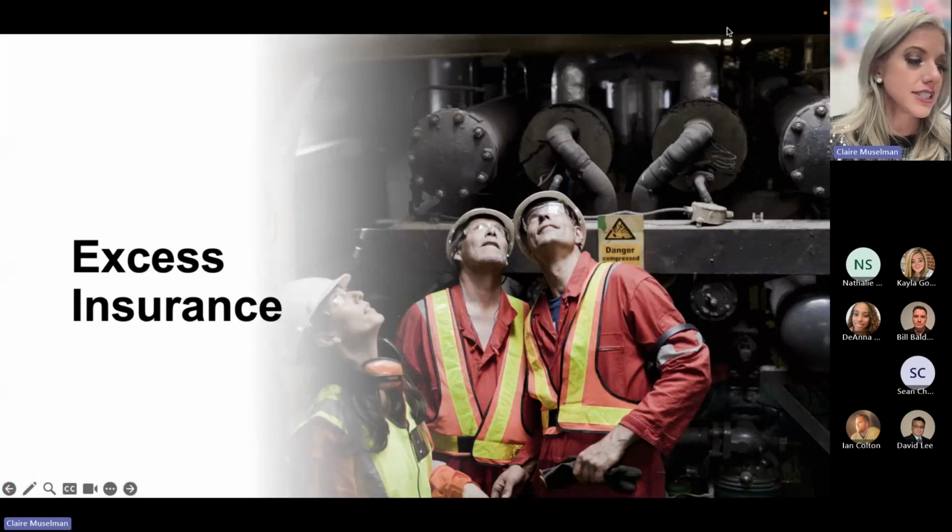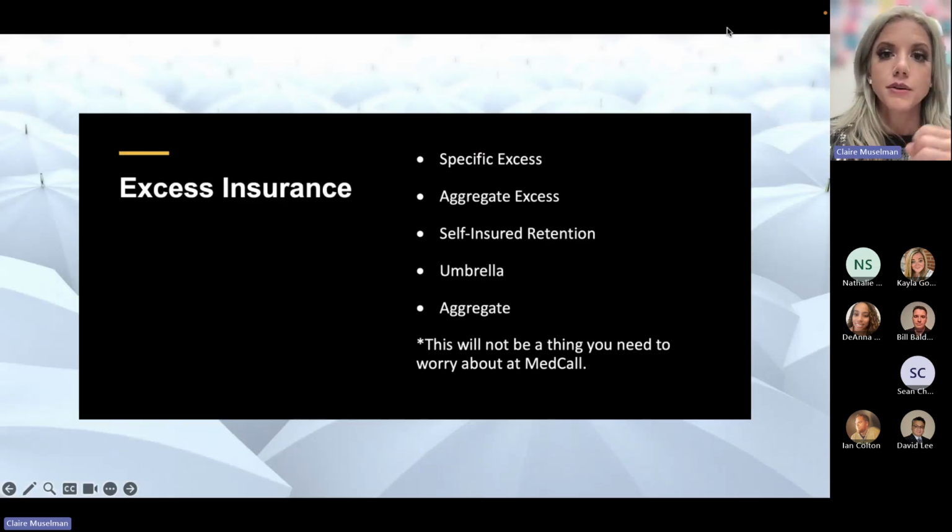We do excess insurance again when we're going above and beyond. So we've purchased a policy. Policies will go up to a certain threshold, and this is where we want to start transferring that risk. We talked about specific and aggregate. You might also have a self-insured retention where we're going to pay dollar for dollar. It operates very similar to a large deductible plan.